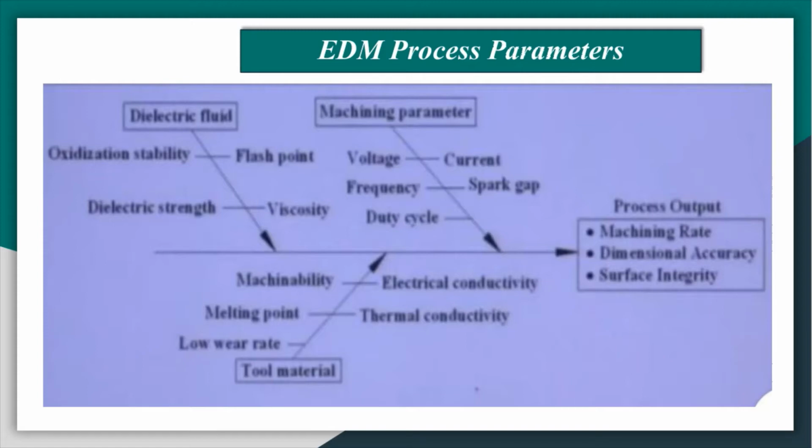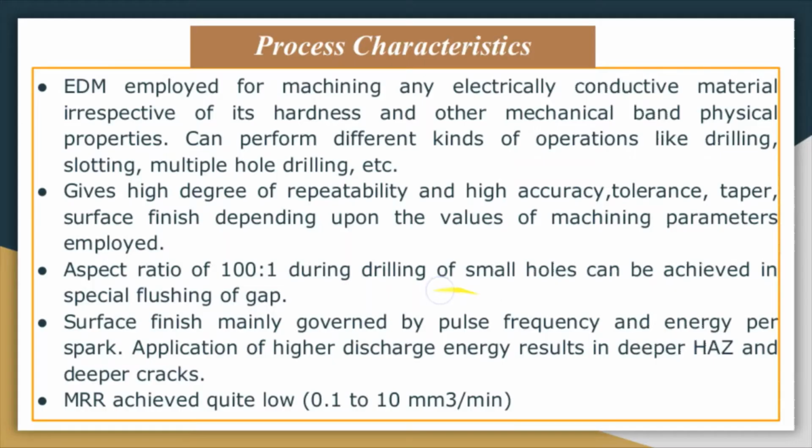Okay, now what are the outputs for this EDM process? So outputs for EDM process are the different dimensional accuracies, then surface integrity and most important material removal rate or machining rate. Okay, so these are the output parameters. Now let us move to the new point, that is the process characteristics.